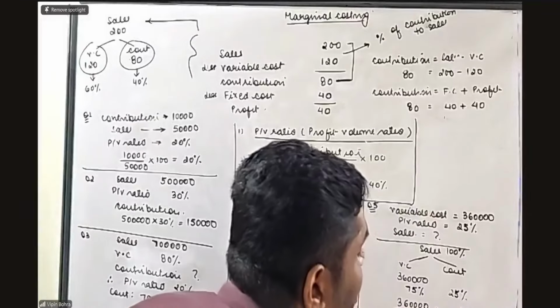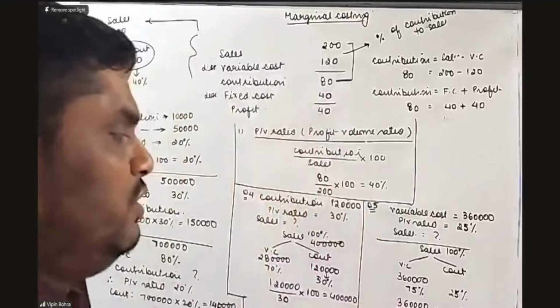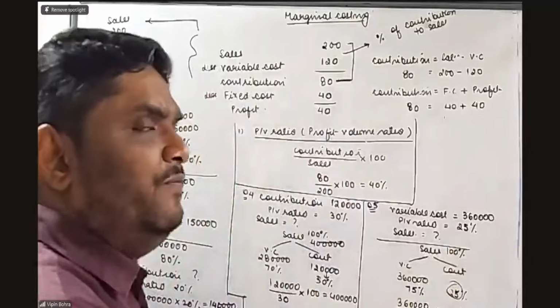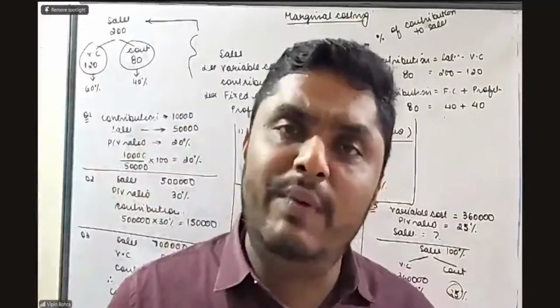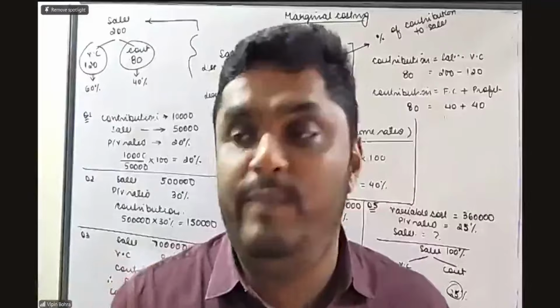4,80,000. Check in the question whether contribution is given or variable cost is given. So here the percentage of contribution to sales is given, 25%. So if the contribution is 25% of sales, my variable cost will be how much? 75% of sales.